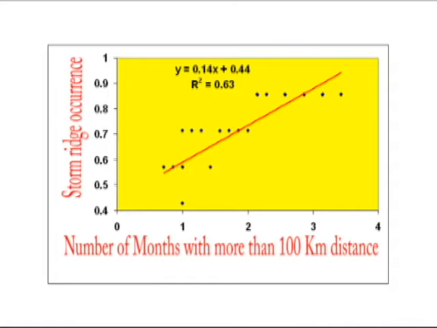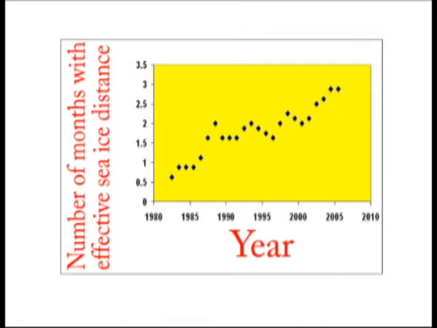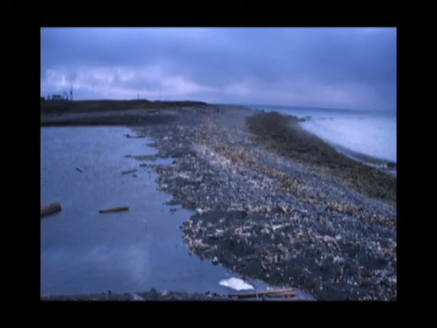and regression analysis, it was concluded that there is a direct relation between the number of months with effective sea ice distance from December to March and the storm ridge occurrence. The more months with effective sea ice distance results in more storm ridge occurrence. It means that ridges are formed within a few months. The data shows there is an increase of effective sea ice distance during the past decades. It means storm ridge occurrence will be a normal phenomenon within a few years.